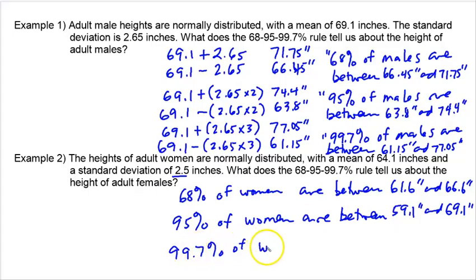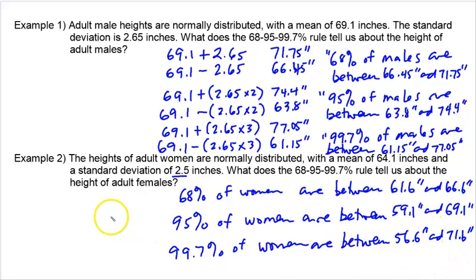And then the final 99.7% of women, we do go out to 3 standard deviations, and we would have these numbers representing the range. We would be between 56.6 inches and 71.6 inches. All right, so that's an example of something you'll be doing on your assignment, where you have to show your knowledge of this empirical rule.